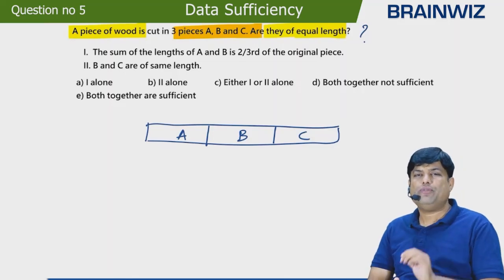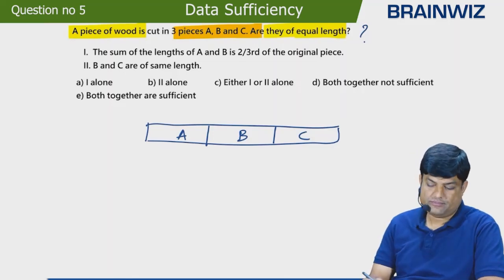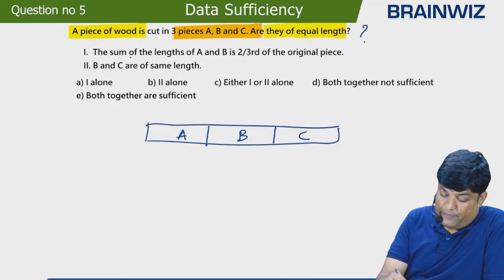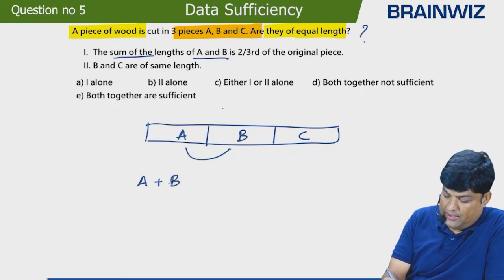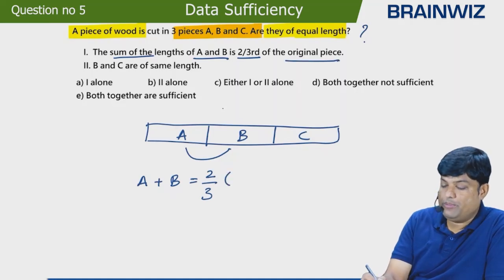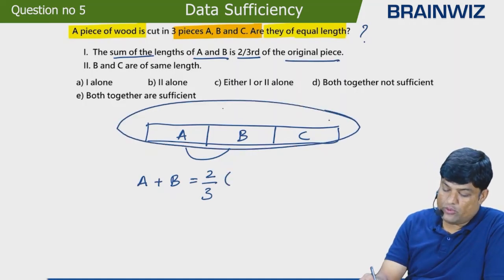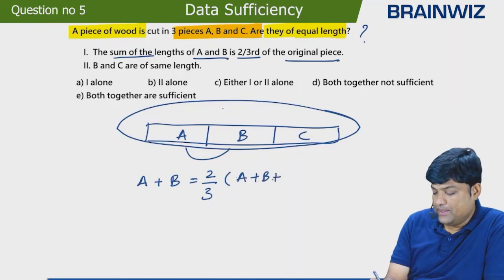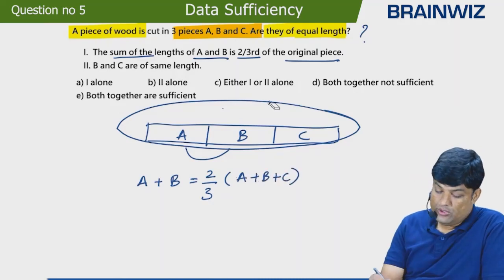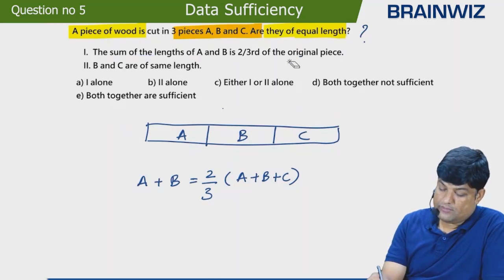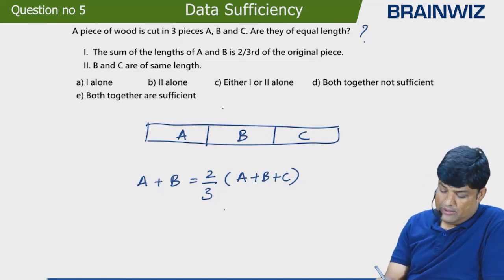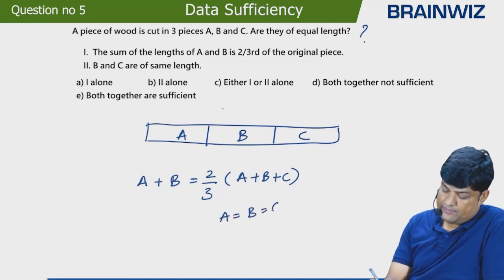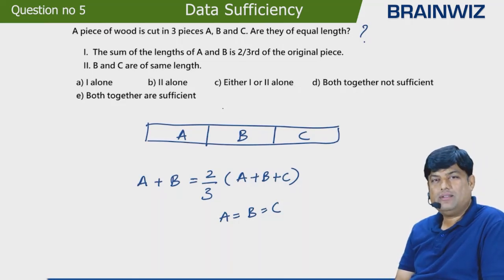Let me take the help of the first statement only and check it out. In the first statement, he told you the sum of A and B: if I add these two, A and B, I'm going to have 2/3 of the original piece. You know what the original piece is? This everything is the original piece, meaning A plus B plus C. So do you think that you are able to solve A is equal to B is equal to C? No, you can't. Let me check it out.